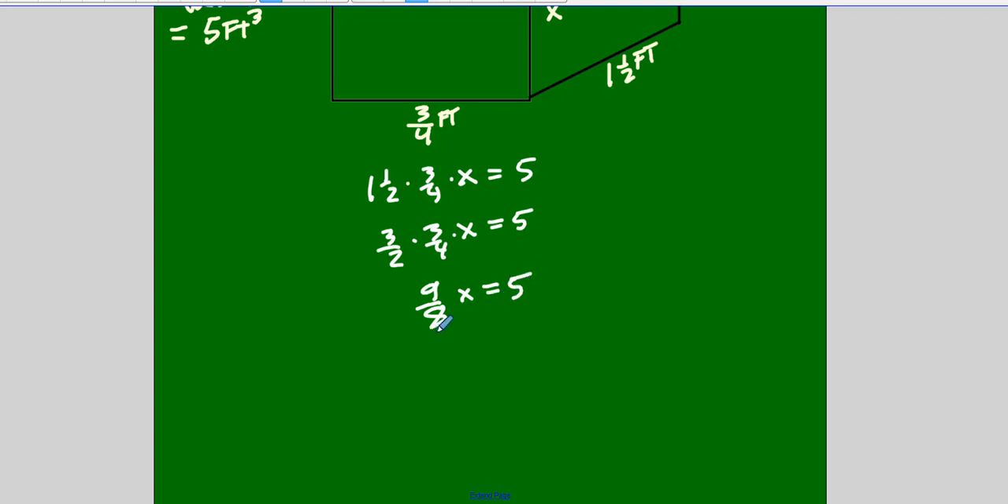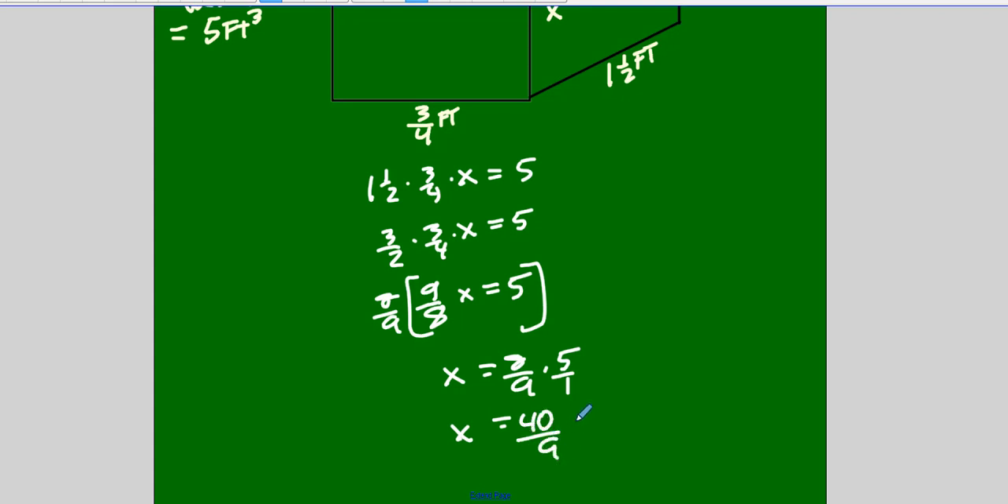So like in the last problem, multiplying by 9/8 is the same as dividing by 8/9. So I am going to divide both sides by 9/8, which is the same as multiplying by 8/9. So I'm going to do like I did in the last problem. So this is 72 over 72 when you multiply this. So that becomes 1. So we're just left with x. And on the right side, I have 8/9 times 5. Now I'm going to write 5 as 5 over 1. The same thing. So again, x is 40/9, and that's going to be feet.